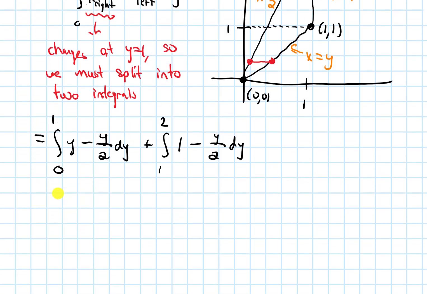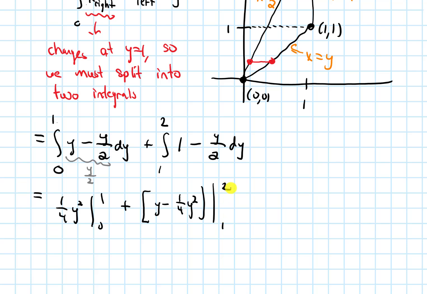So now we evaluate these. So the integral from 0 to 1, y minus y over 2 is just y over 2, dy, plus the integral from 1 to 2 of, you know what, let me do it like this. y minus y over 2, that is just y over 2. Now let's do the antiderivative. This is going to be 1/4 y squared. Got to plug in the 0 and the 1. Plus the next antiderivative will be y minus 1/4 y squared. And then I got to plug in the 1 and the 2.